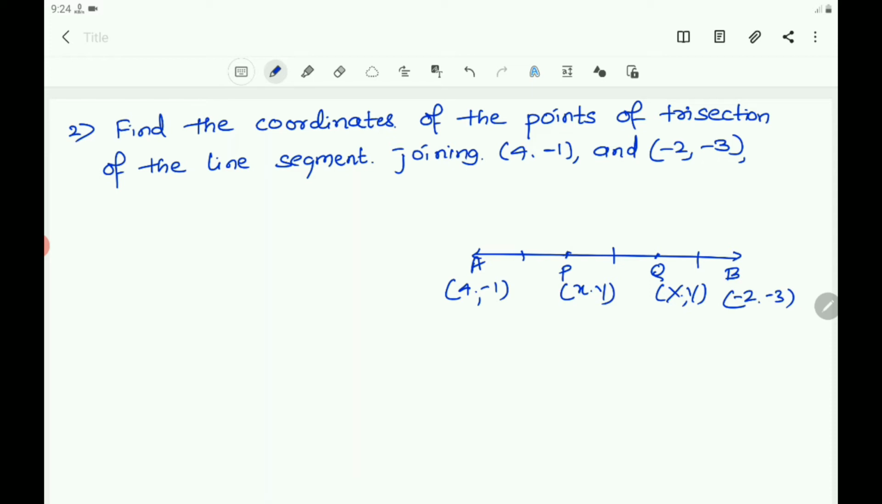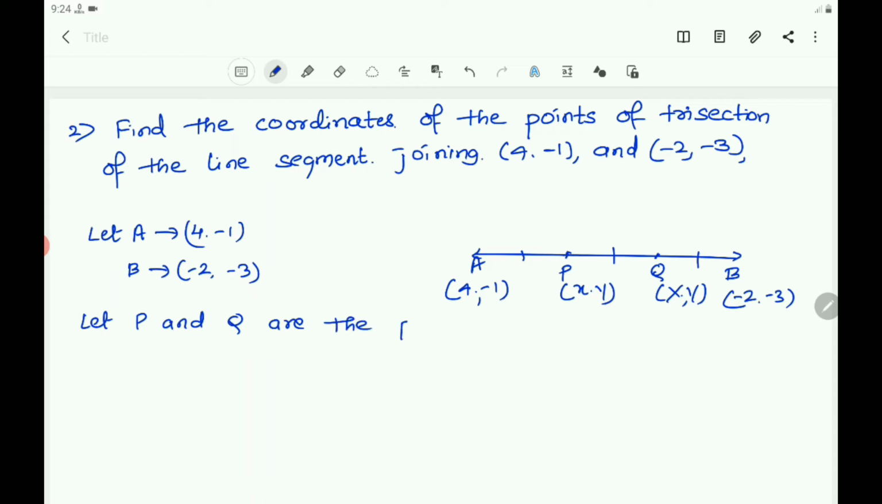So you write, let A be a point with coordinates (4, -1) and B be a point with coordinates (-2, -3), and let P and Q be the points of trisection.